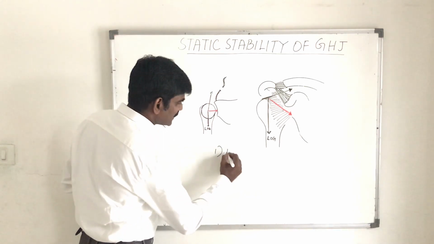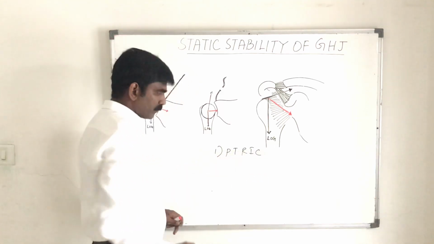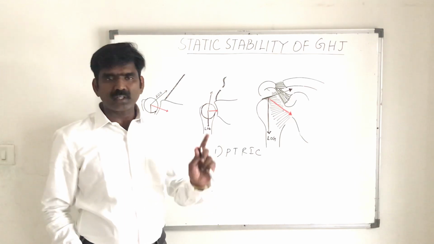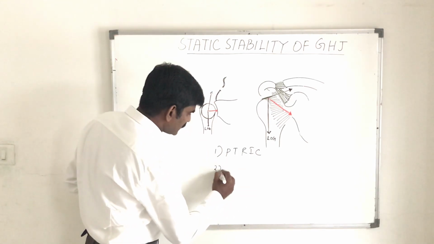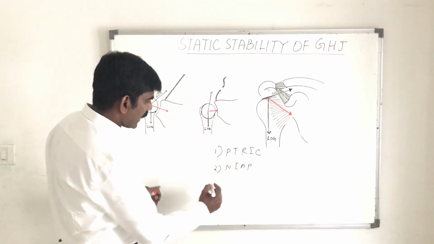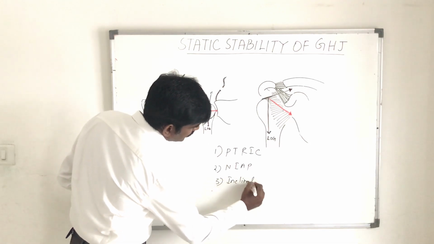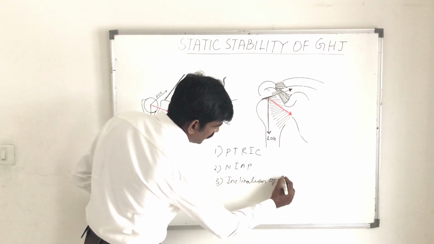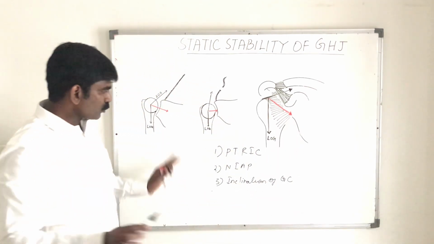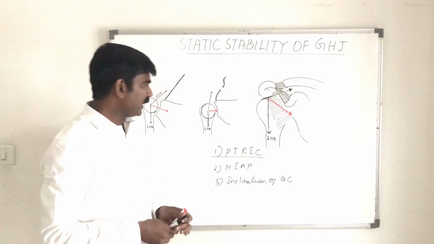First is passive tension in rotator interval capsule, and second is negative intra-articular pressure, and third one is inclination of the glenoid cavity. Clear? So these are the 3 factors. We will be discussing one by one. First is passive tension in the rotator interval capsule.